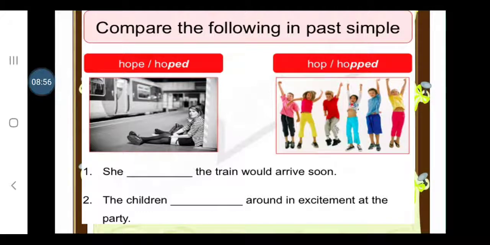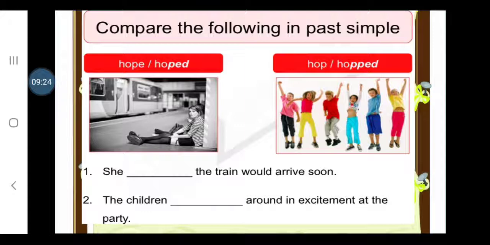Picture number 1. She dash, the train will arrive soon. She dash, the train would arrive soon. Right. What do you think the answer is? Here we have hope and hoped. These are the two option words they gave us. Hope, hoped. Has she thought of this?